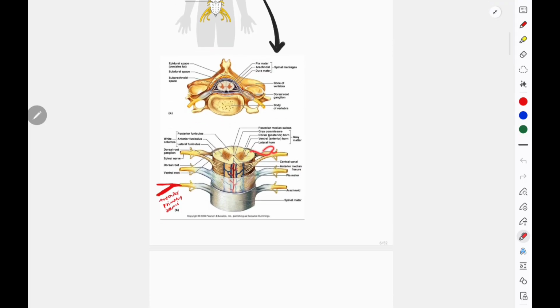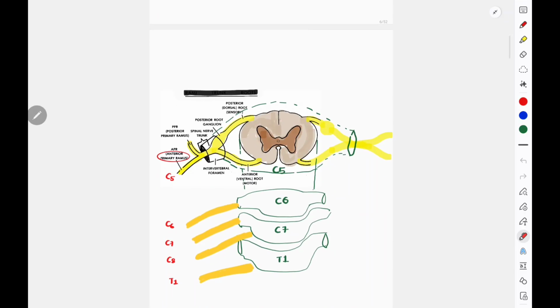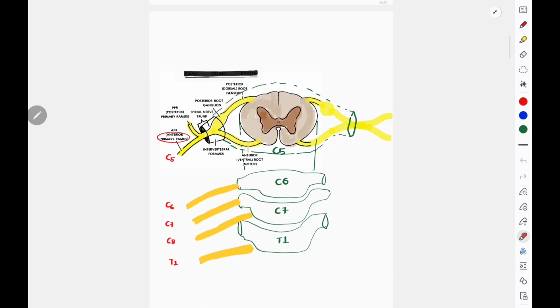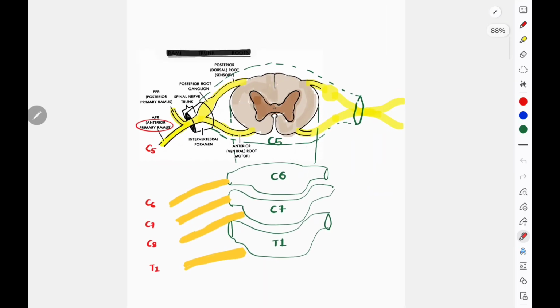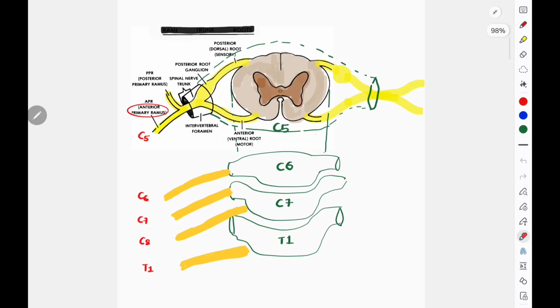See, spinal rootlets, spinal cord, spinal rootlets, ganglion. This branches into posterior and anterior primary rami. These together unite and form the brachial plexus. Understanding the basic things is very important, so that you can understand the further complex topics easily.